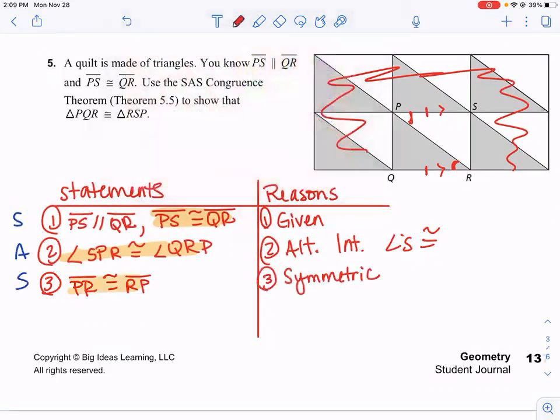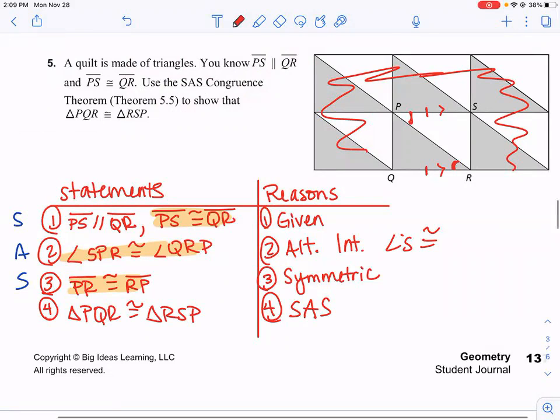It's like everything we learned has been forgotten. 9 times out of 10, you need the reflexive. Now, do we have side angle side? You betcha. Triangle PQR is congruent to triangle RSP because of side angle side. It's too easy.